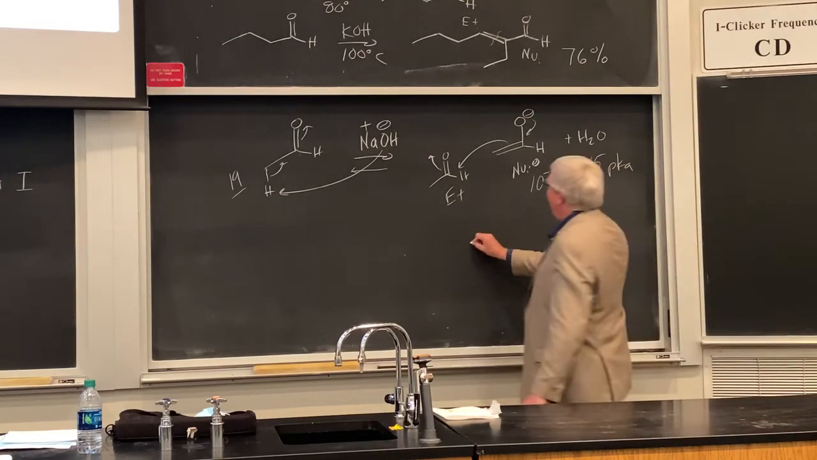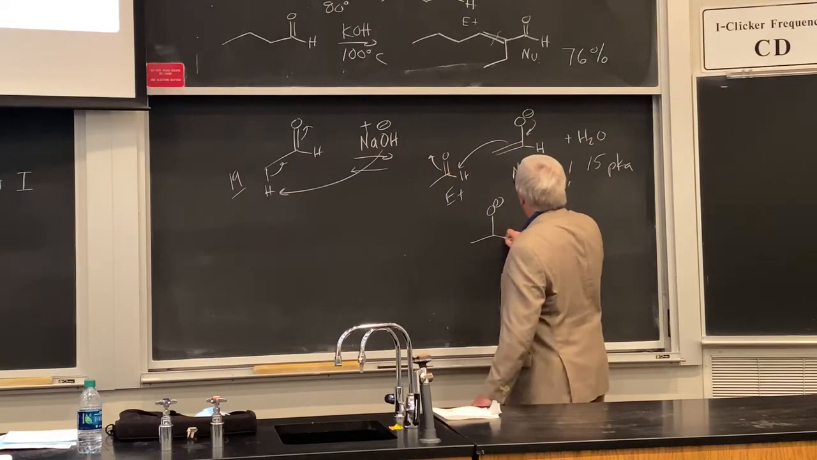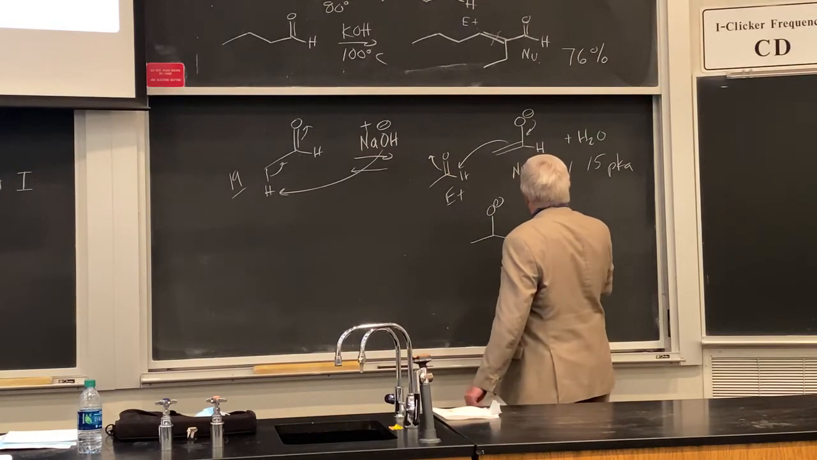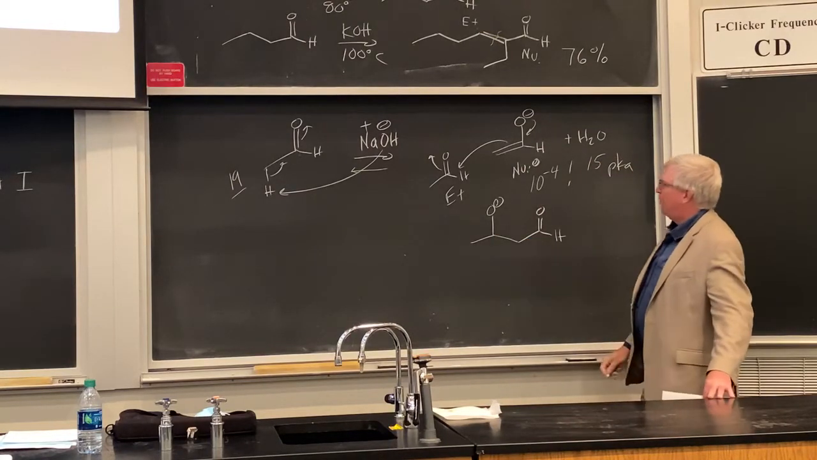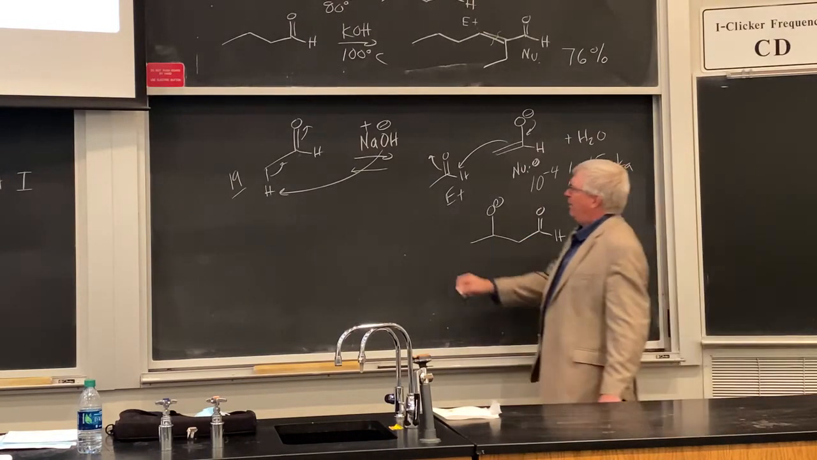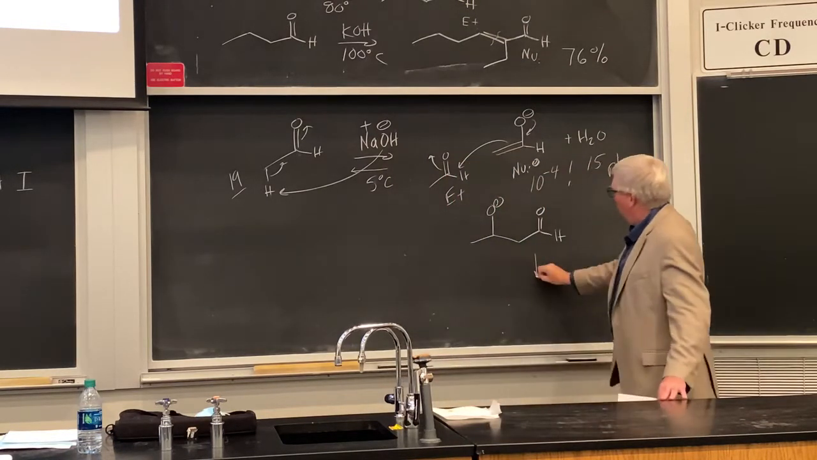And so what do we get? We get an O minus tetrahedral intermediate. Push the electrons up, right? Reform the aldehyde here. So here is our nucleophilic side. There was our electrophilic side, okay? And let's say we're at 5 degrees, cold temperature. What do we do next?